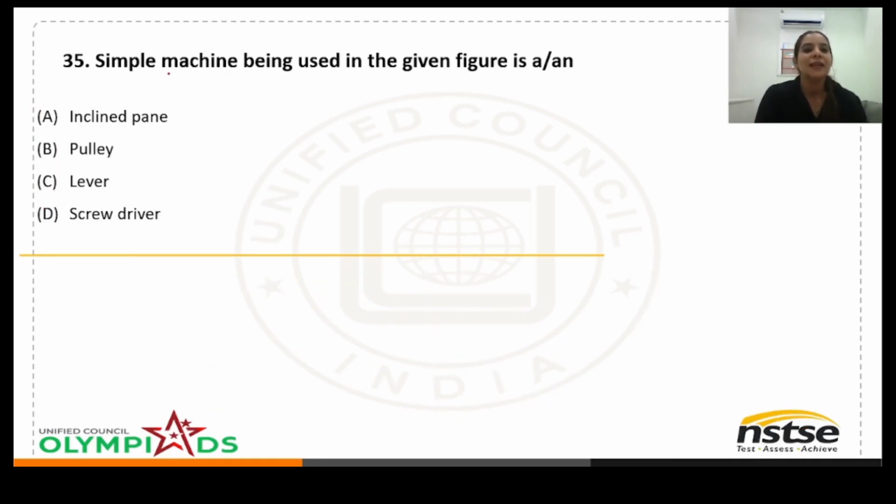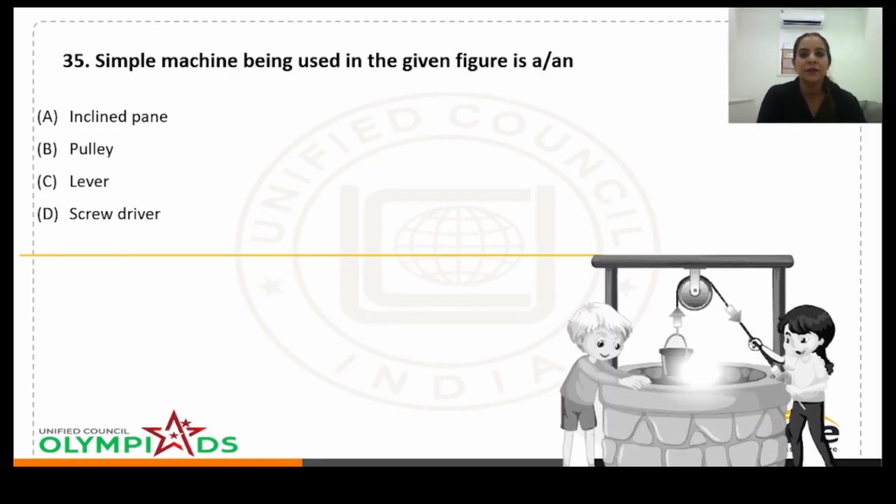Okay, the next question says, which simple machine is being used in the given figure? And here we have a figure. Simple machines are those which make your task very, very easy. So all these are simple machines, whether you talk about inclined plane, pulley, lever, or screwdriver. Like if I talk about an inclined plane, what is it? An inclined plane is basically, you can say, a beam with a fulcrum. This way you can show it. This is an inclined plane.